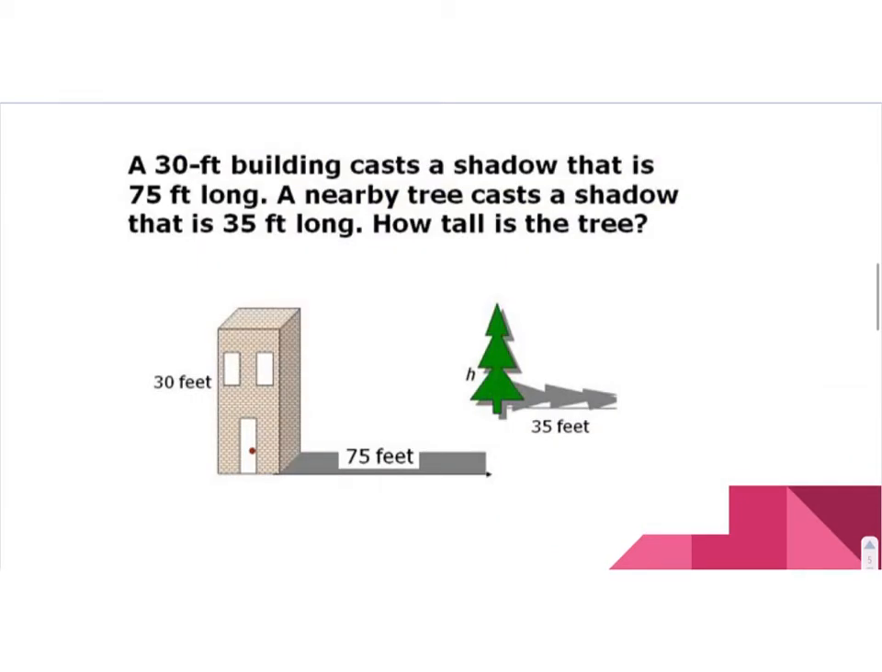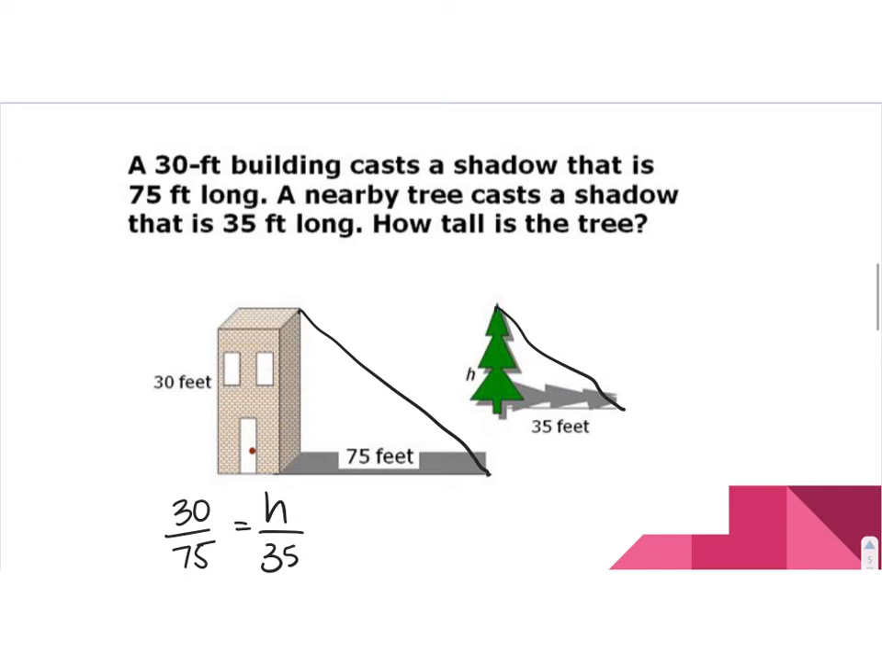Let's look at an example. A 30-foot building casts a shadow that is 75 feet long. A nearby tree casts a shadow that is 35 feet long. How tall is the tree? We can see that the height of the tree and the height of the building correspond. The shadow of the building and the shadow of the tree correspond. We're going to use what we know about similar triangles, since we have two similar triangles, to set up a proportion. I can say 30 is to 75 as h is to 35.